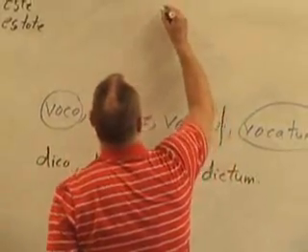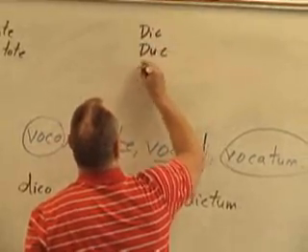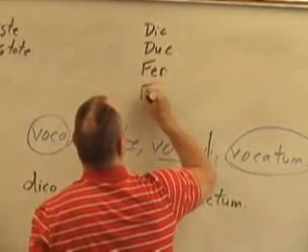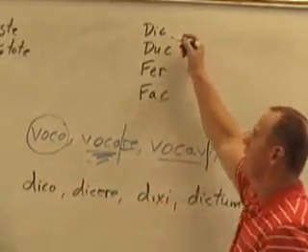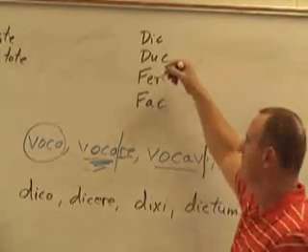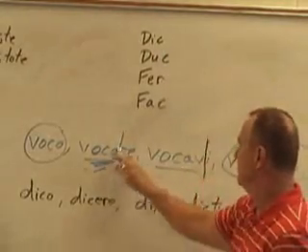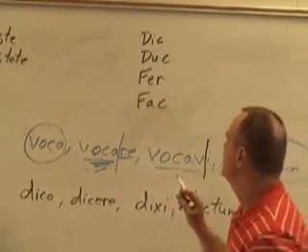By the way, speaking of this verb, not to get off the subject, it has an irregular imperative. Dic, duc, fer, fac. You would expect ordinarily a verb to have a vowel on the end in its singular imperative. When you cut off the RE, you have a vowel there. These four verbs don't. So there are exceptions to the rule.